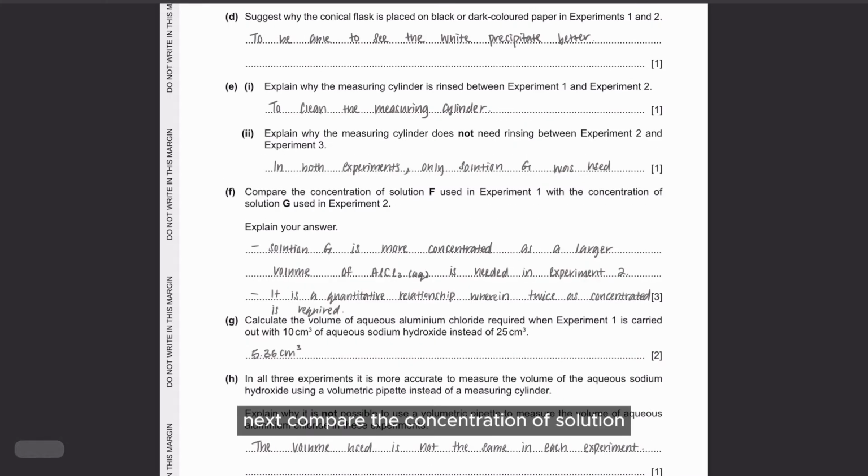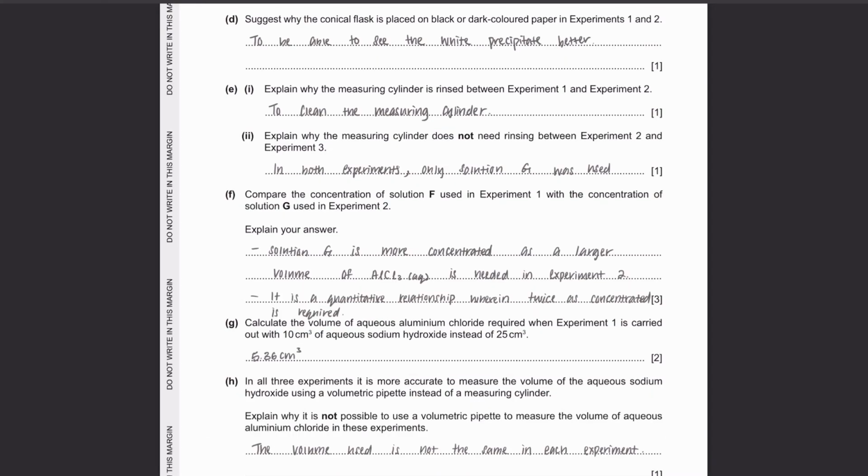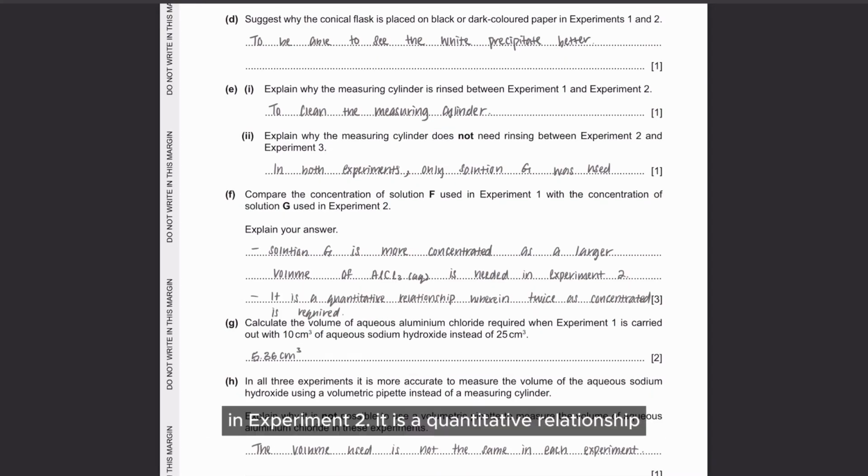Next, compare the concentration of solution F used in experiment 1 with the concentration of solution G used in experiment 2. Solution G is much more concentrated as a larger volume of aluminum chloride is needed in experiment 2. It is a quantitative relationship wherein twice as concentrated is required.